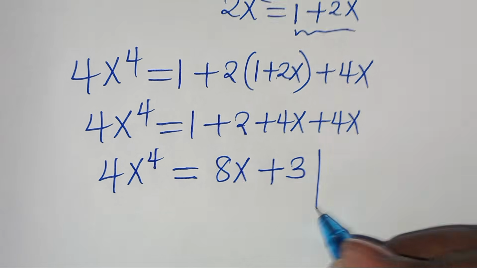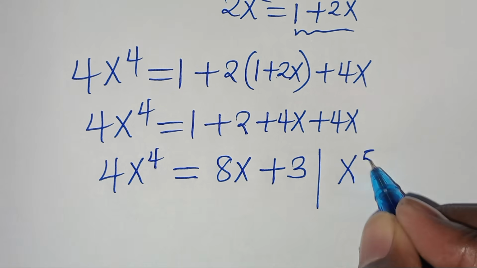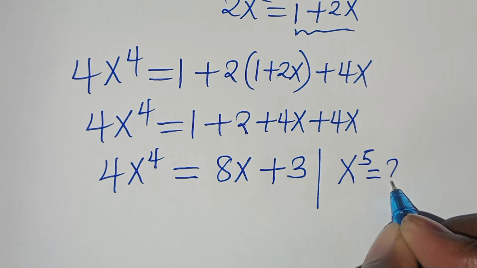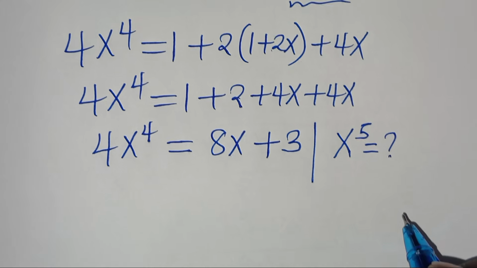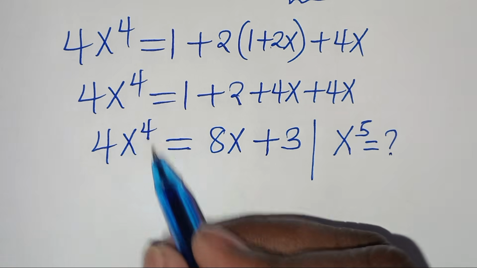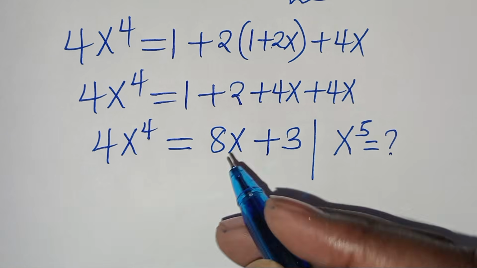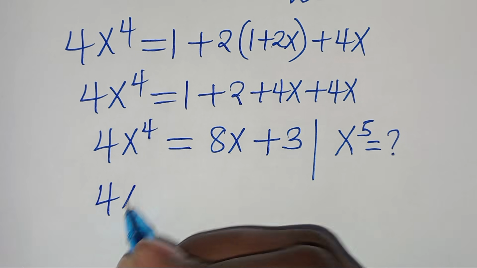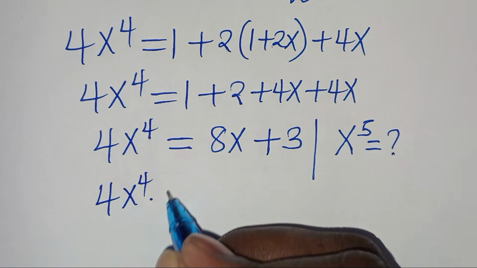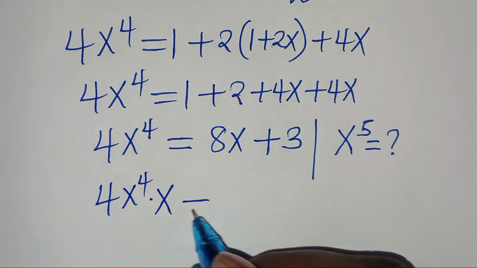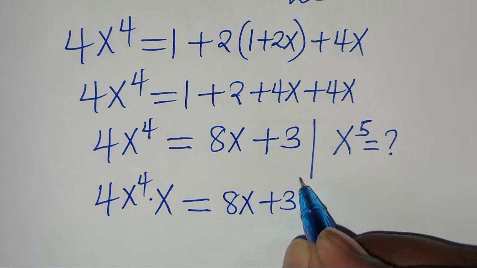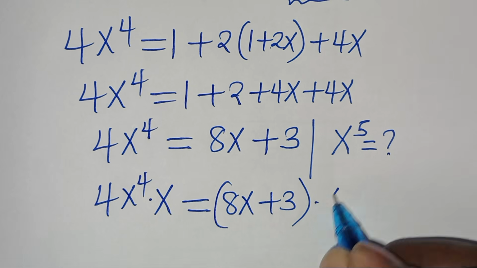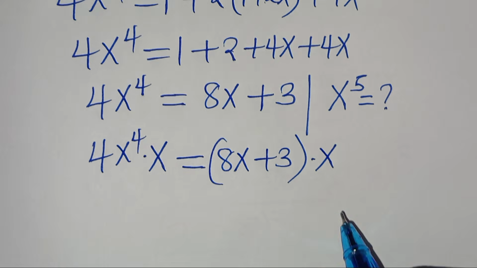Now, the question is, what is x to the power of 5? Now, we have 4x to the power of 4 here. So this is 4x to the power of 4 times x. Let's multiply x on both sides. So this is 8x plus 3 multiplied by x.